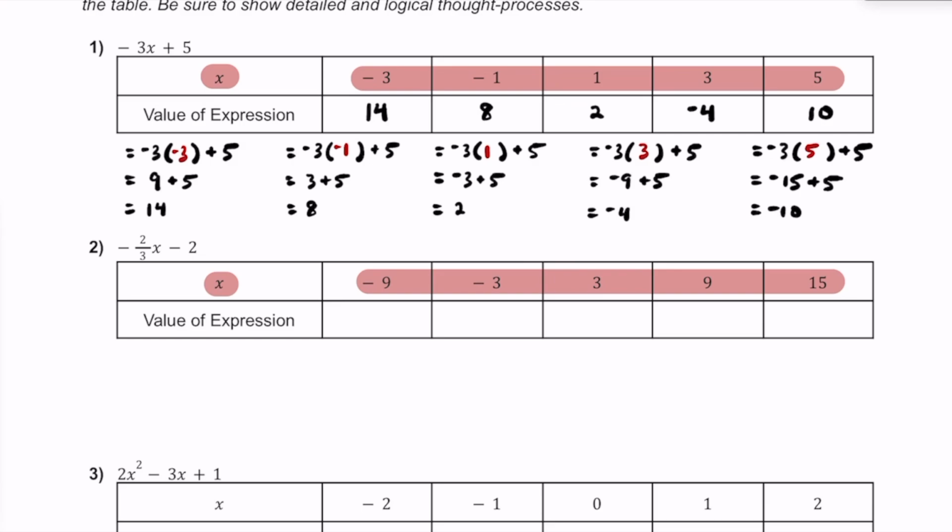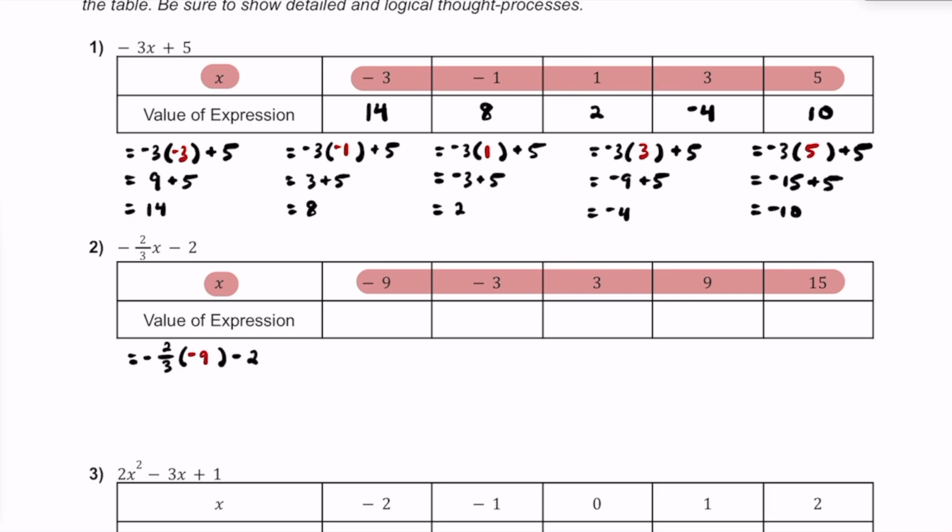Okay, same idea as before. Let's take our original expression. I'm going to take this negative 2/3, and multiply this by what we have in for our variable each time. So I'm going to take this as our expression, and we're going to keep swapping out x here. For this first one, we're going to say x is going to be negative 9.